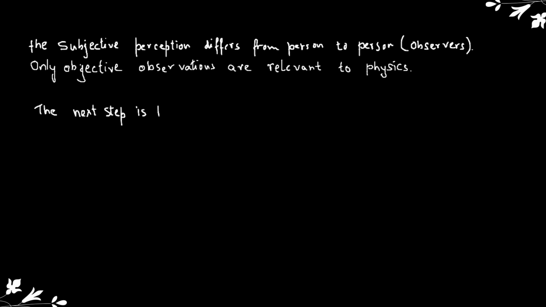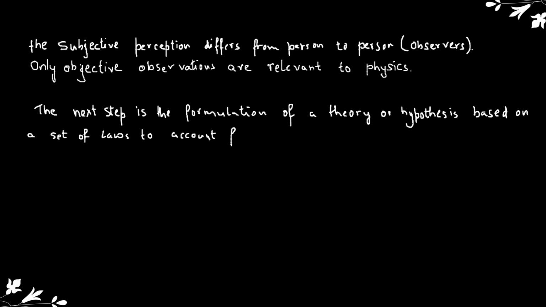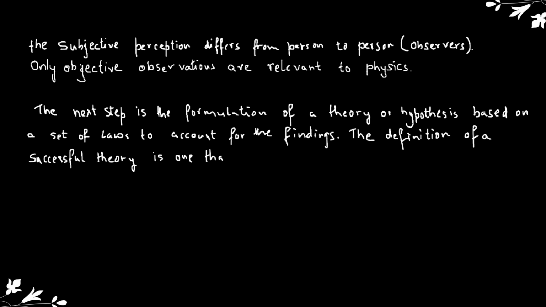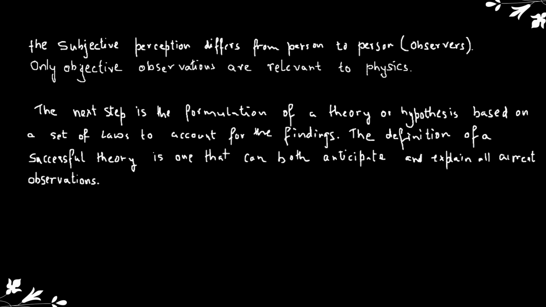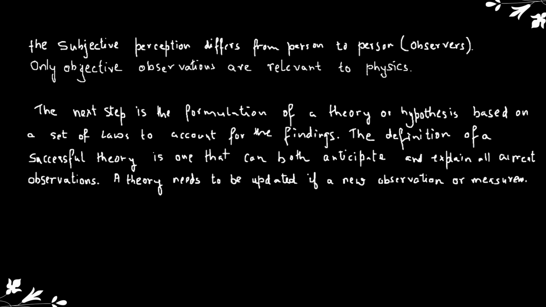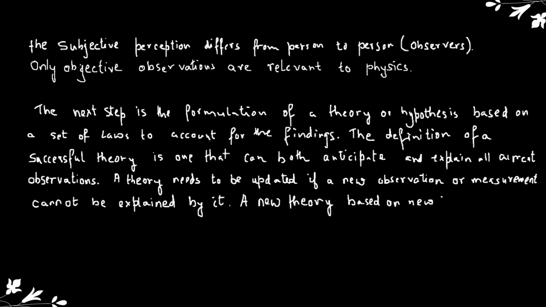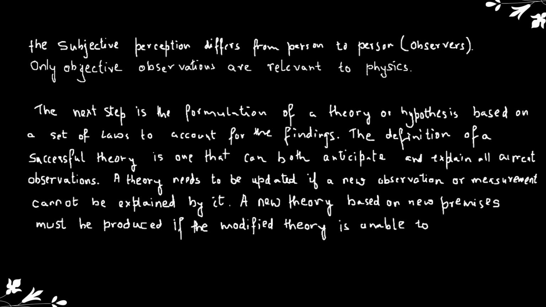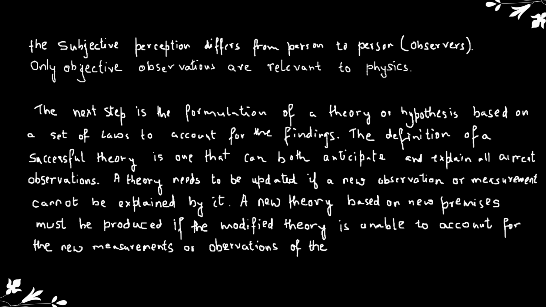The next step is the formulation of a theory or hypothesis based on a set of laws to account for the findings. The definition of a successful theory is one that can both anticipate and explain all current observations. A theory needs to be updated if a new observation or measurement cannot be explained by it. A new theory based on new premises must be produced if the modified theory is unable to account for the new measurements or observations of the phenomenon.